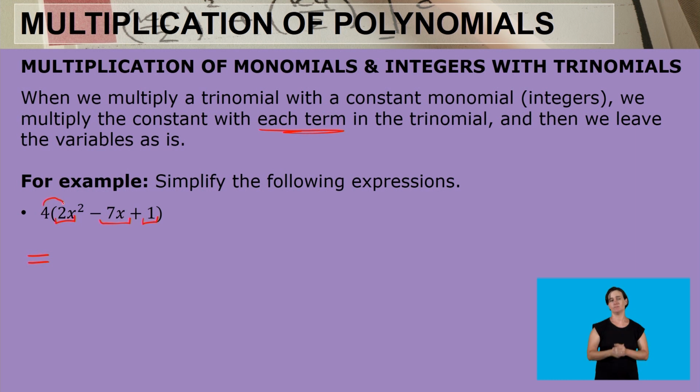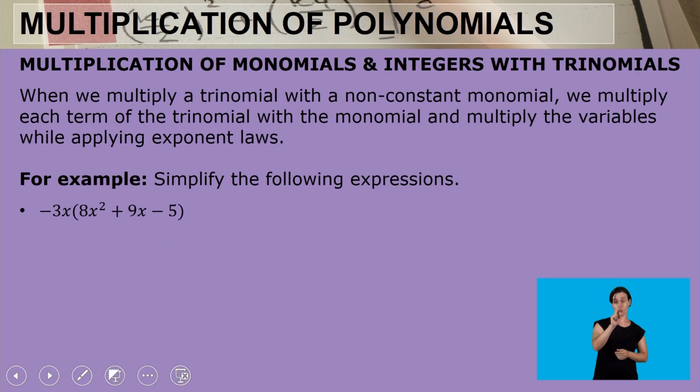So 4 multiplied by 2, that is 8. And since as well there are no other variables, we are going to write those variables as they are. 4 multiplied by a 7, and remember, we are subtracting here. So 4 multiplied by that 7 is 28. And we are going to write the variable as it is. Then we are adding, and we have a 4 multiplied by 1, that is going to give us a 4. So that is going to be our final answer.